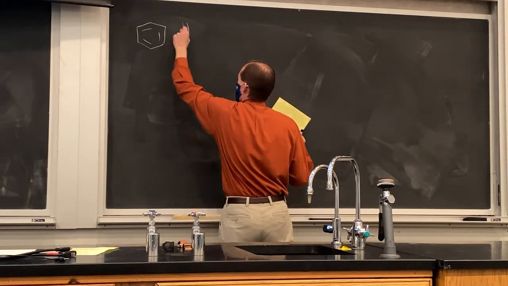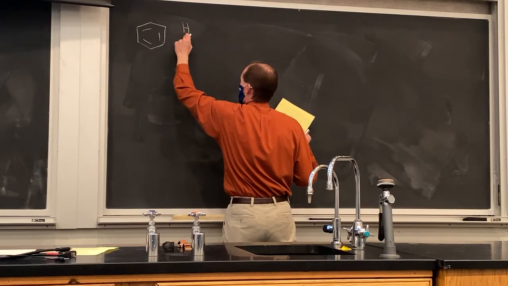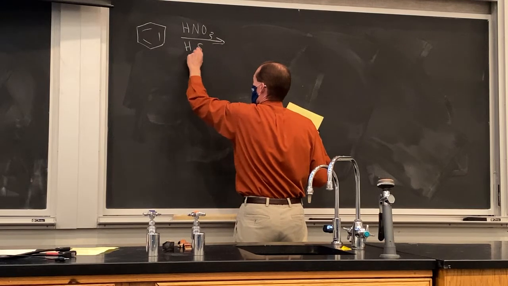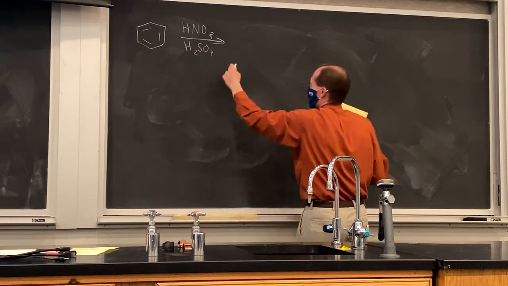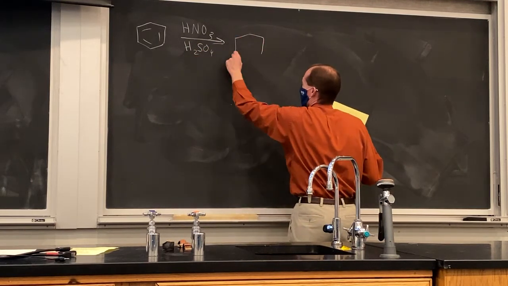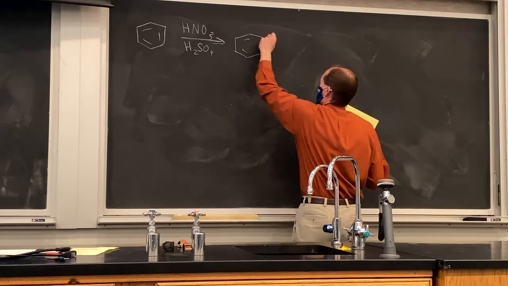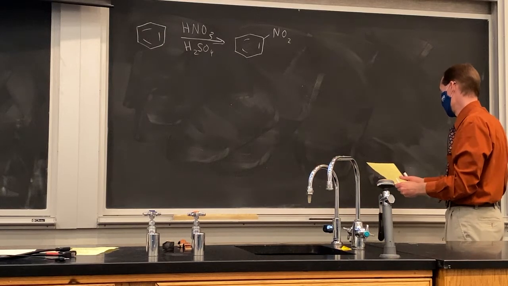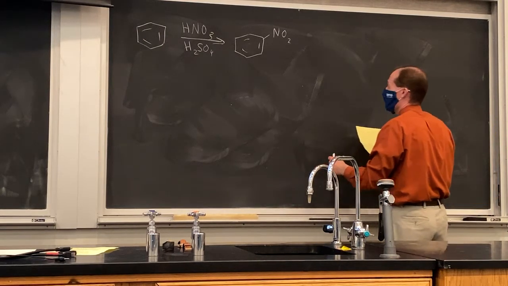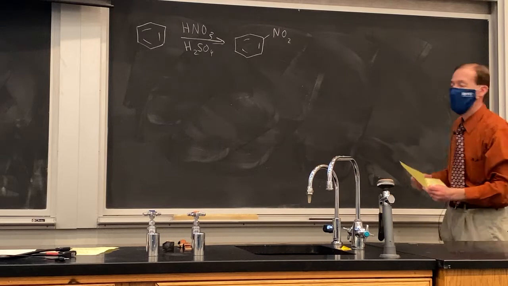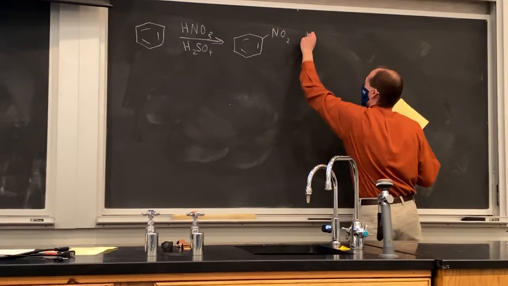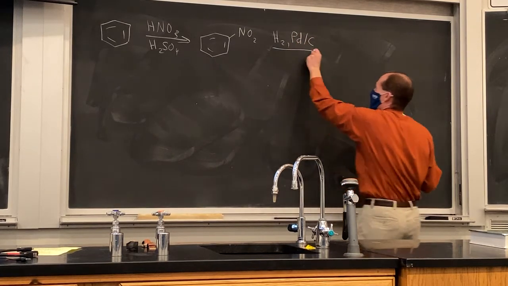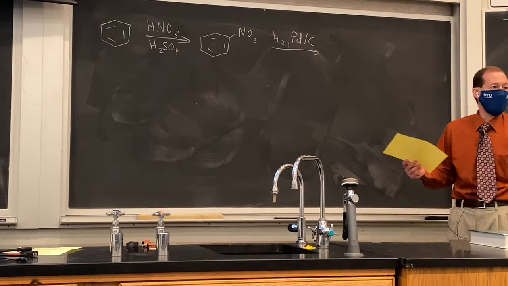we can react benzene with nitric acid and sulfuric acid. So we use two strong acids in this reaction. Okay, so we get a nitro group on the benzene ring. This is called nitrobenzene. And then we can reduce the nitro group. There are a few different ways to do this, but hydrogen and palladium carbon is probably the most common.